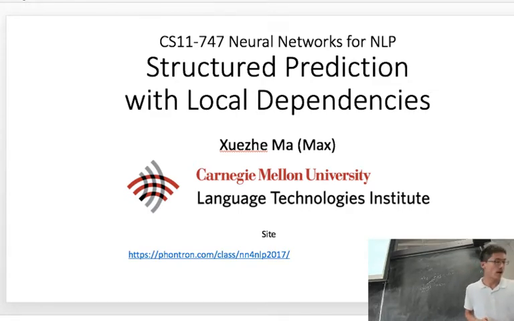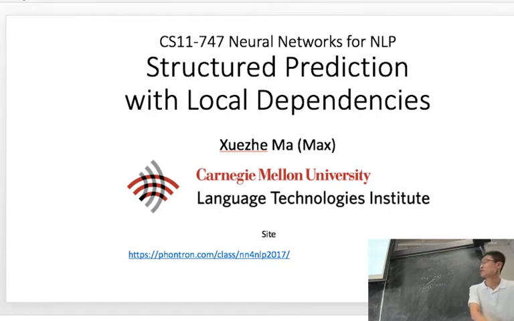So here are two classical NLP tasks of sequence labeling. One is part of speech tagging, and the other one is named entity recognition. For POS tagging, we need to predict a sequence of POS tags, one tag for each word. And for NER, we use the BIO tagging schema to represent the entity mentions.